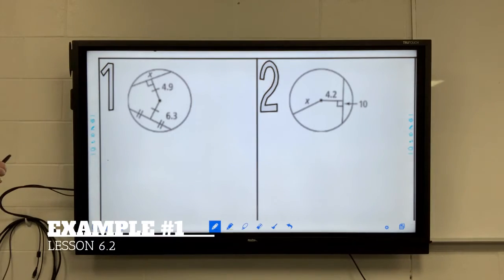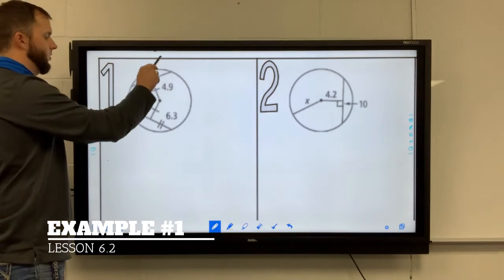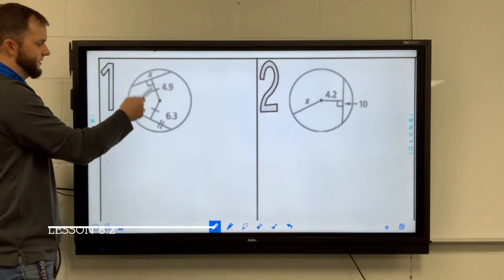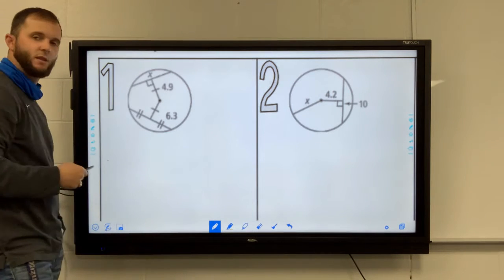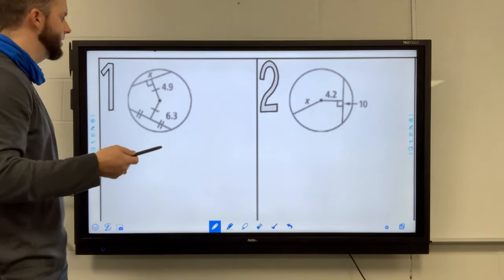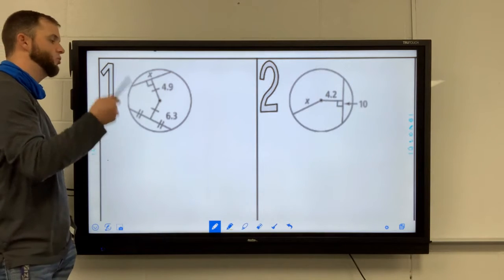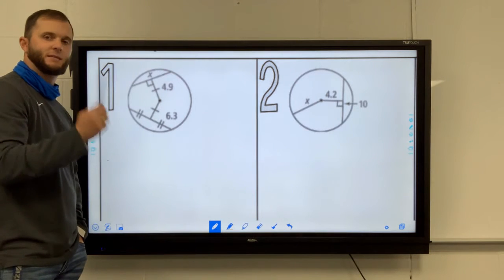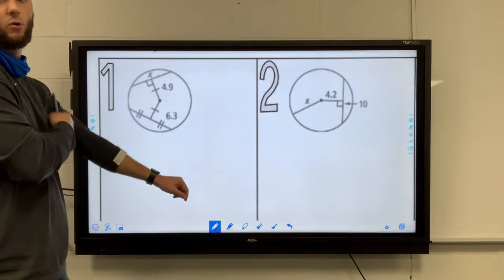All right, so in this example, we're given a circle, and I have two chords with some lines going to each one of these chords. In this situation, we know that if two chords are equidistant from the center, then those chords are going to be congruent to each other.